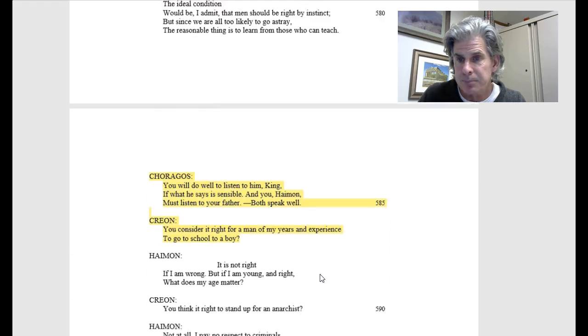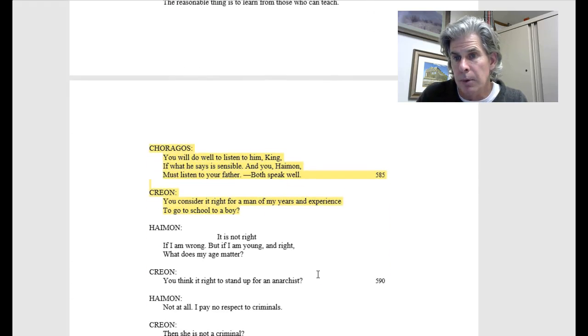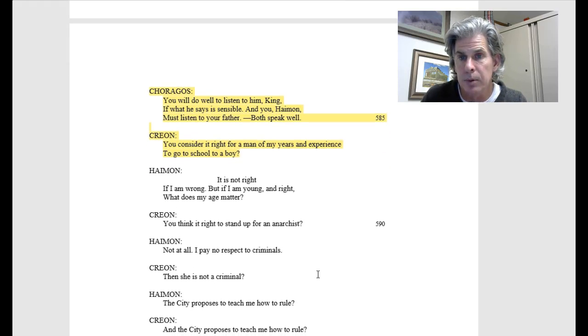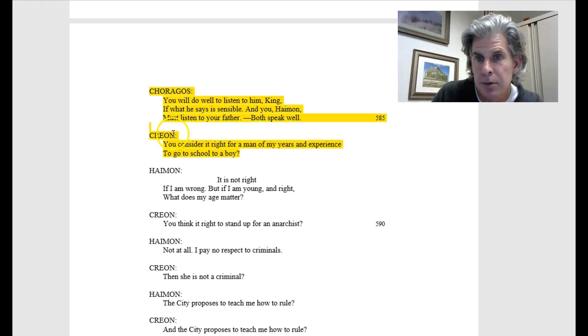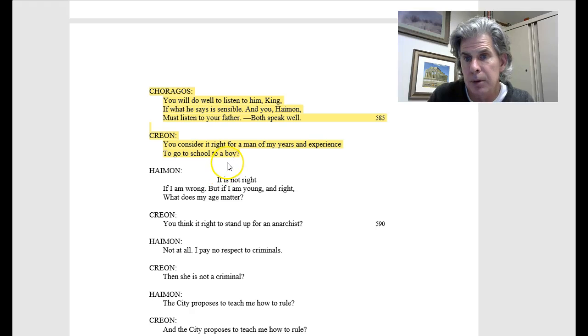"So you will do well to listen to him, King, if what he says is sensible, and you, Haemon, must listen to your father." We can all get along. These lines from the Coryphaeus are kind of, hey, let's all sit down and have a glass of wine and maybe some cigarettes.